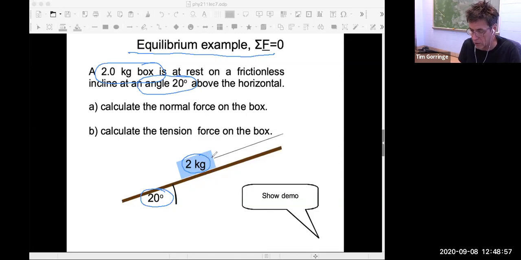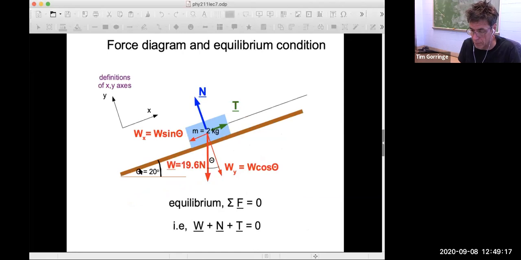And we're going to explore this situation. Specifically, we're going to calculate the normal force on the box, and we're going to calculate the tension force on the box. Okay, so if I wanted to calculate the tension force and the normal force on the box, I would definitely start with a diagram.